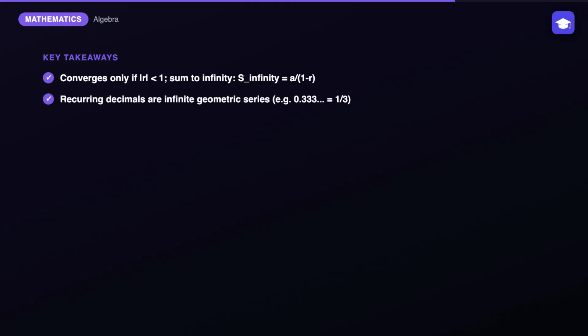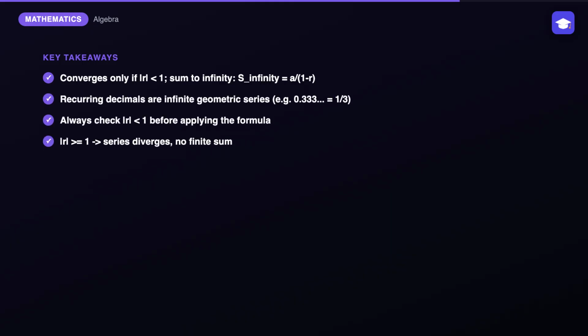Let's recap. An infinite geometric series converges to a finite sum only when the magnitude of the common ratio is less than 1, and in that case, the sum to infinity is a over 1 minus r.